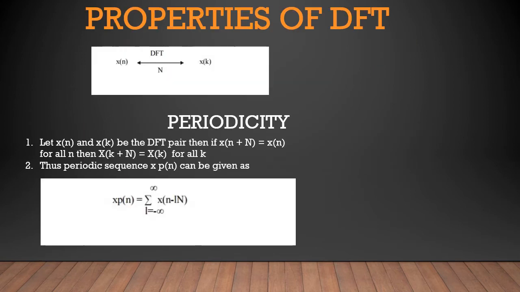Properties of DFT: periodicity. Let x of n and X of k be a DFT pair. Then if x of n plus N is equal to x of n for all n, then X of k plus N is equal to X of k for all k. Thus the periodic sequence xp of n can be given as xp of n is equal to summation of l is equal to minus infinity to infinity x of n minus lN.